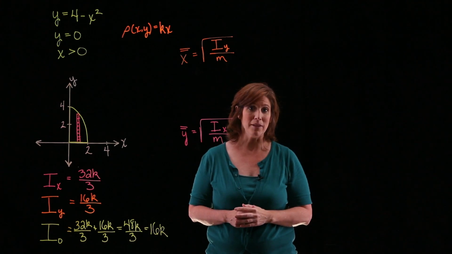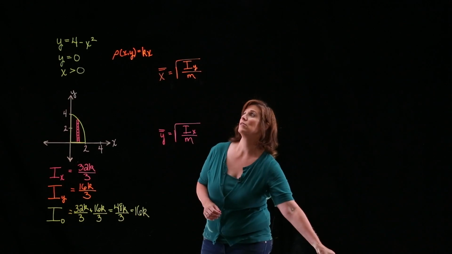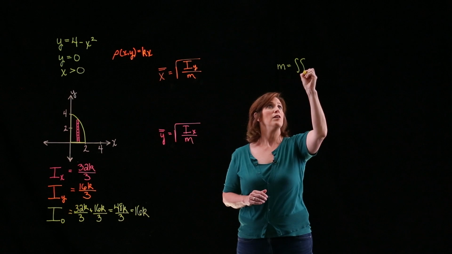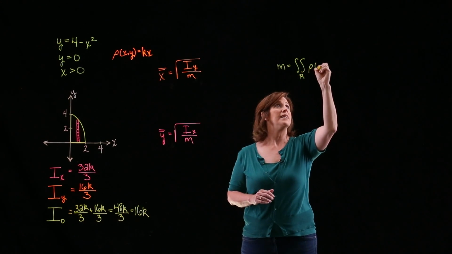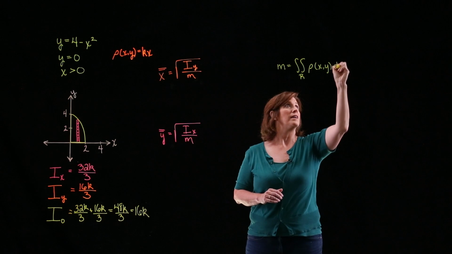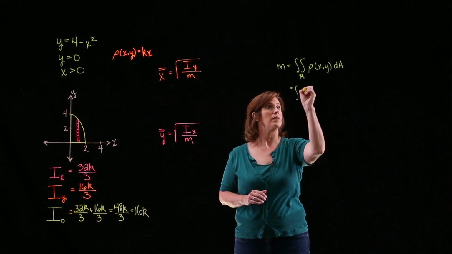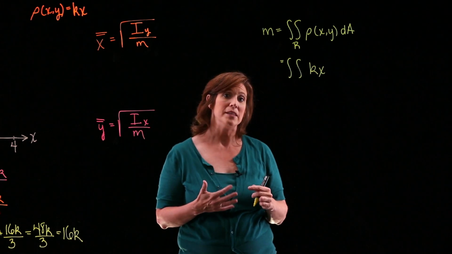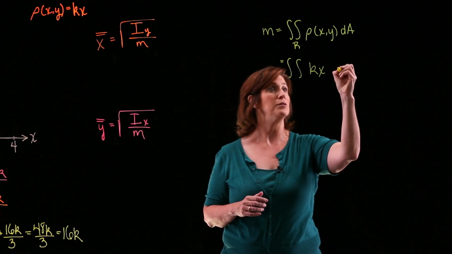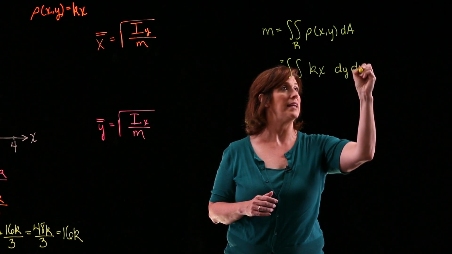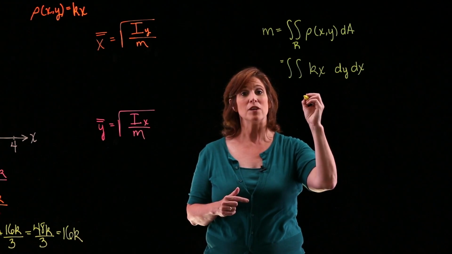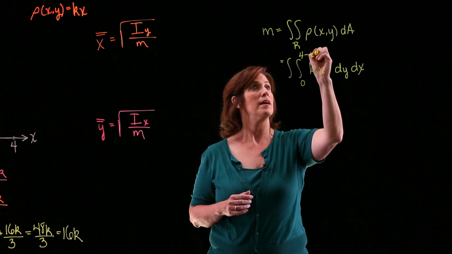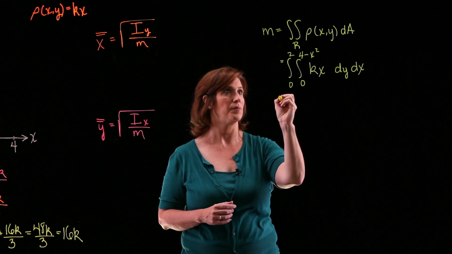So I still need to do a double integral to help me calculate the mass. So we know that the mass is the integral over a region of your density function, dA. So my density function is kx, and I'm going to set up this double integral the same way I did the others. So I will do dy dx so that it is vertically simple, which means my limits of integration are the same as before. So I'll be going from 0 to 4 minus x squared and 0 to 2.